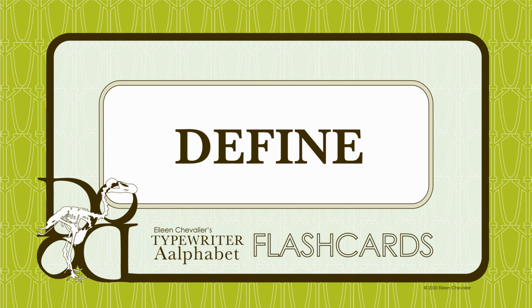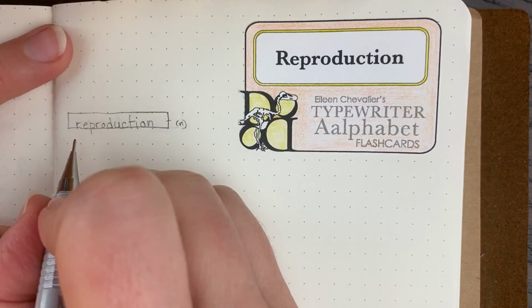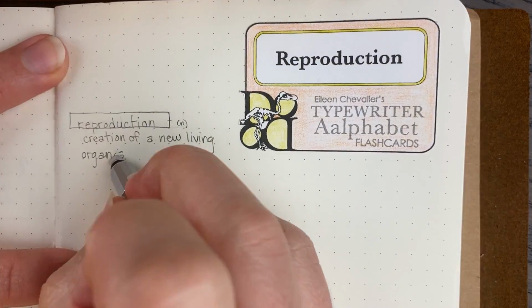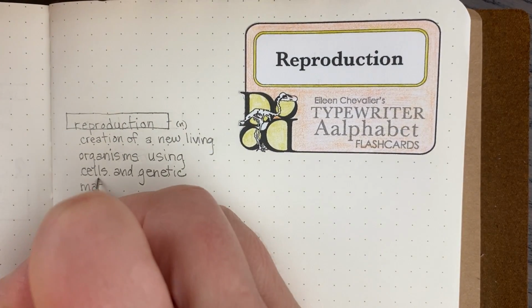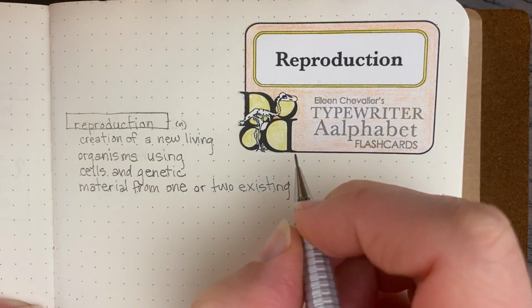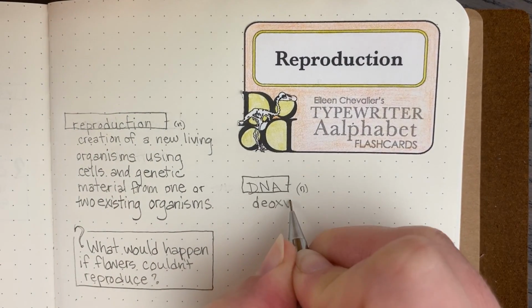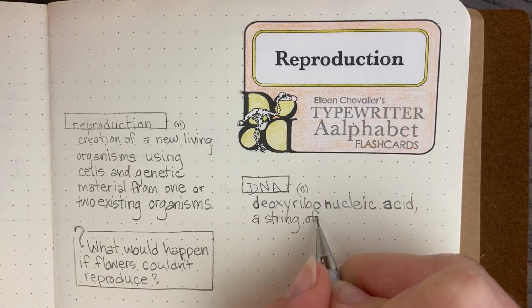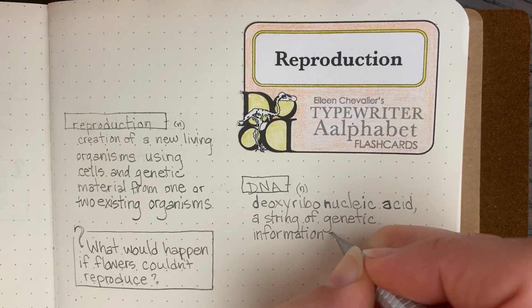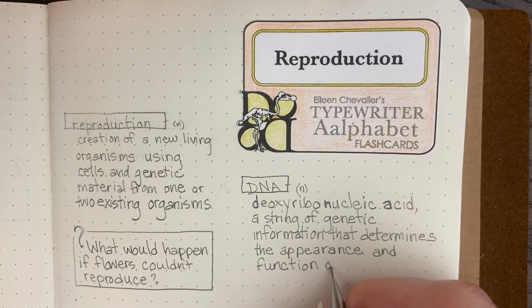All right, go ahead and get out your journal and I'll read the definitions for today for you. Reproduction: creation of new living organisms using cells and genetic material from one or two existing organisms. DNA: deoxyribonucleic acid. A string of genetic information that determines the appearance and function of each living thing.